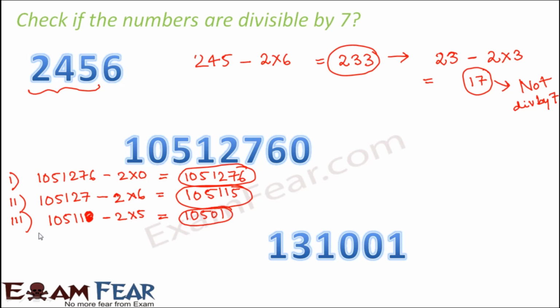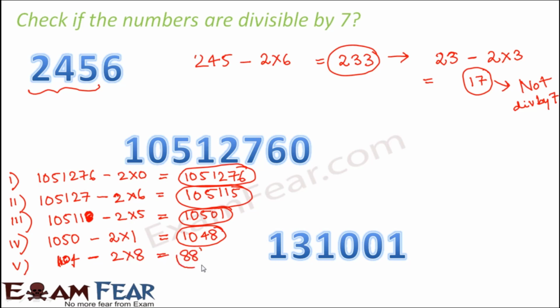So you see gradually the number is reducing and finally we will reach a number looking at which we will be able to tell if that is divisible by 7 or not. So here we get 1048. Now again another step where we do 104 minus 2 times 8, that is 16. So this gives 88. Now can you tell if 88 is divisible by 7 or not? Is 88 a multiple of 7? No. Therefore this number is also not divisible by 7.